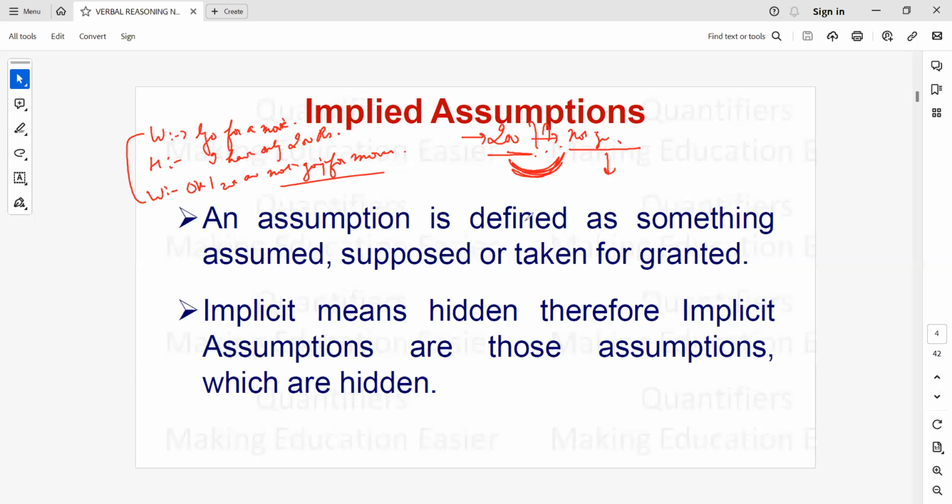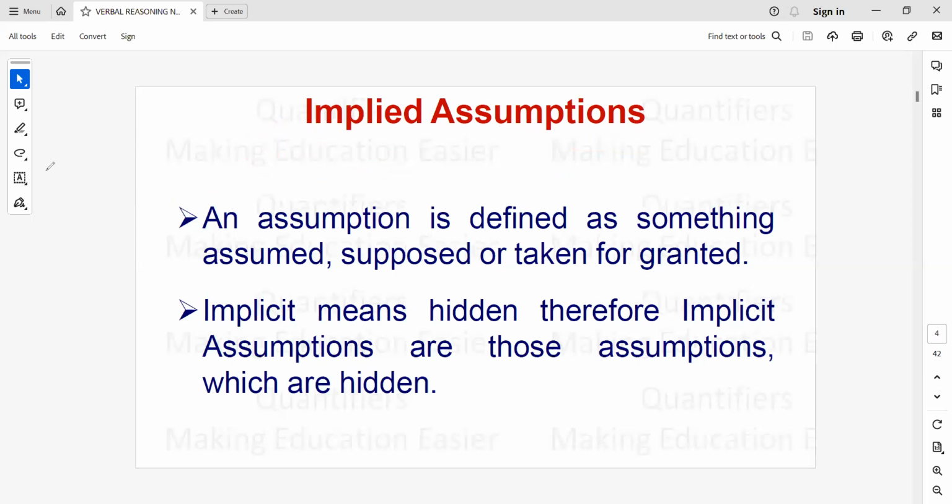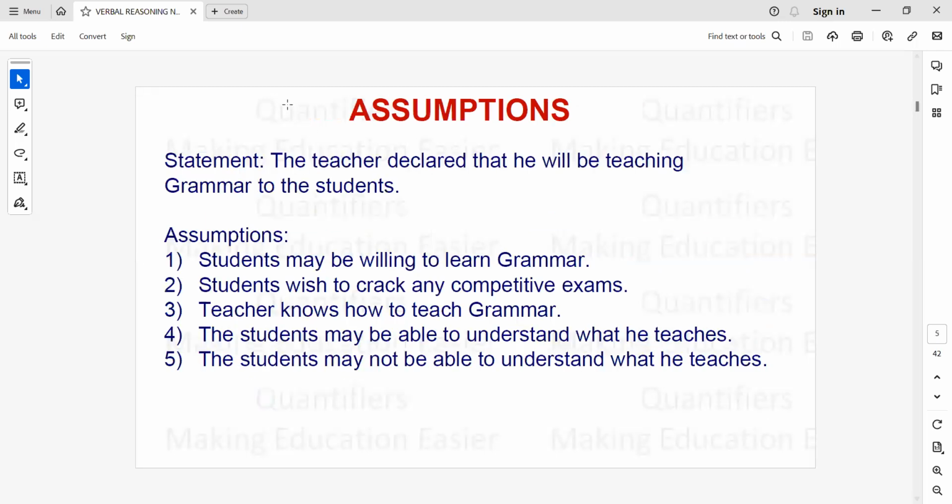So assumption, in very simple language, is an unstated fact which is being taken for granted or supposed by the author or the speaker, okay? It acts as a missing link between a fact and a conclusion, right? Now, you can pause this video and have a look at this particular question, and then you can come to understand the explanations.